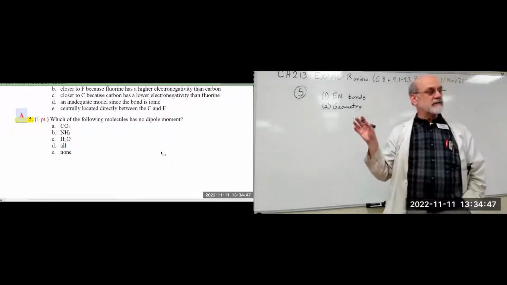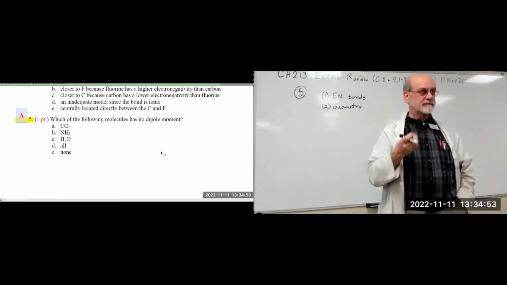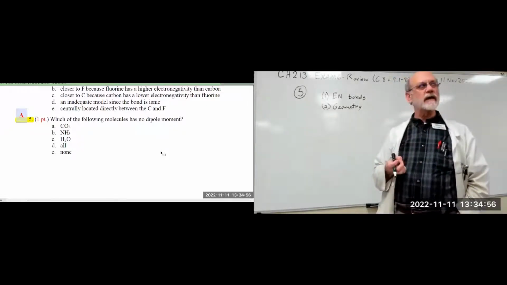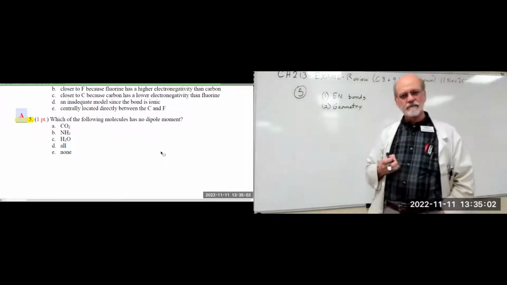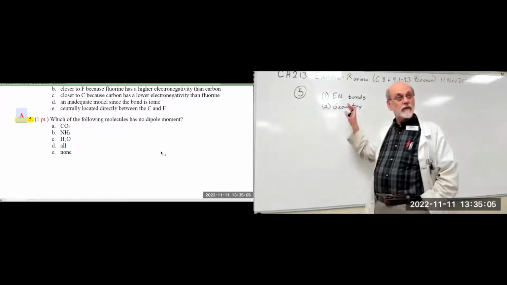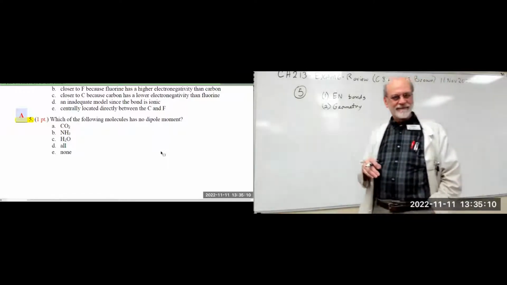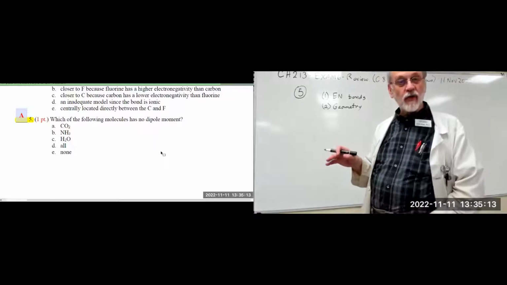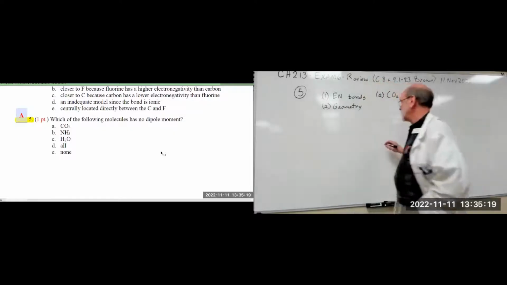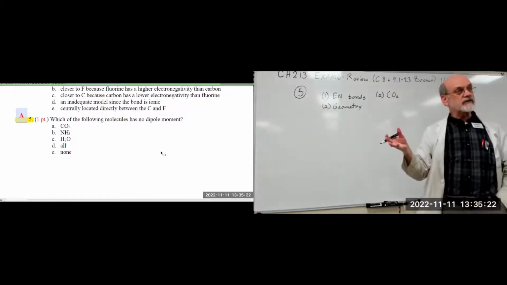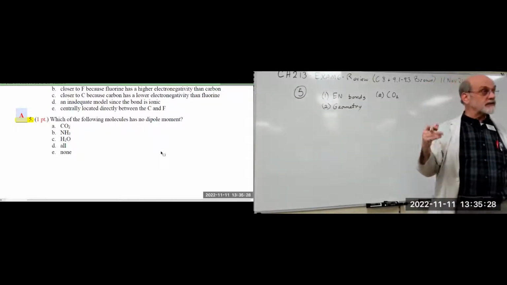If all of the bonds are nonpolar, then the whole molecule is nonpolar. Now, might have to consider lone pair electrons too. But if they are polar, the molecule is still not polar unless the geometry is correct. Okay. So which of the following molecules has no dipole moment? Well, let's look at it. How about A, carbon dioxide? Do we have a difference in carbon and oxygen? Yeah, those are polar bonds. Now we need to know something about the geometry.